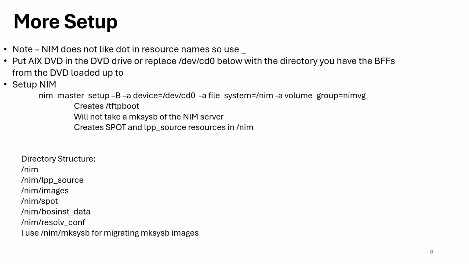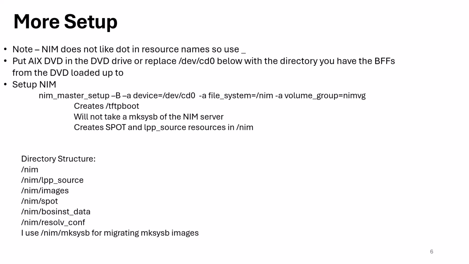A couple of other things to note is that NIM does not like using the dot or period in a resource name, so you should always use the underscore. In order to finish up setting up NIM, you're either going to put the AIX DVD into the DVD drive, or you're going to replace what I have for /dev/cd0 with the directory where you put any of the BFFs in.